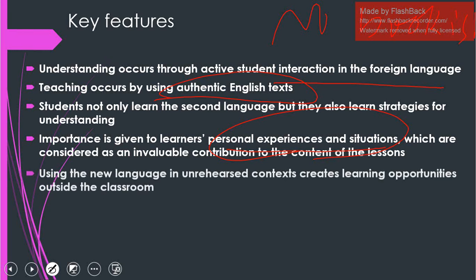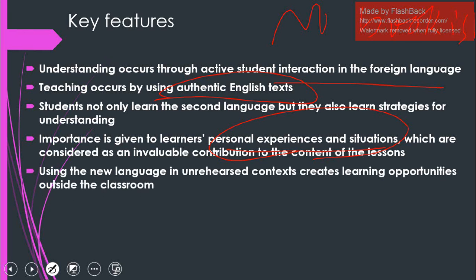Next is using the new language in unrehearsed contexts to create learning opportunities outside the classroom. There would be no rehearsal, and that would be candid use. Suddenly you will ask a student to get up and talk about something, or to discuss with other students, or to hold a question-answer session, or to have interviews, or to talk about a situation like that.